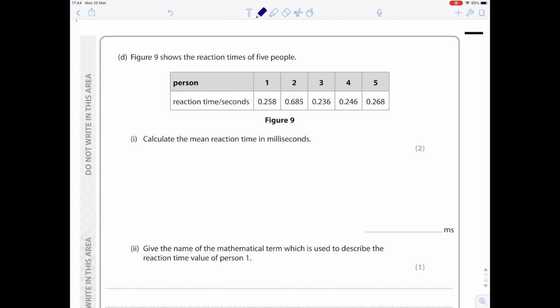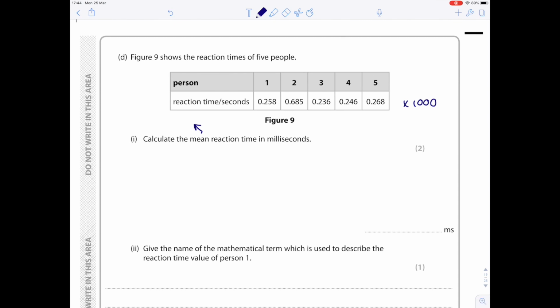D. Figure 9 shows the reaction times of 5 people, and this reaction time is given in seconds. Calculate the mean reaction time in milliseconds. Again, we have issues with units. To convert from seconds to milliseconds, we need to multiply these numbers by 1,000.